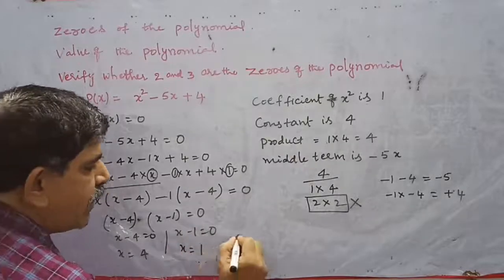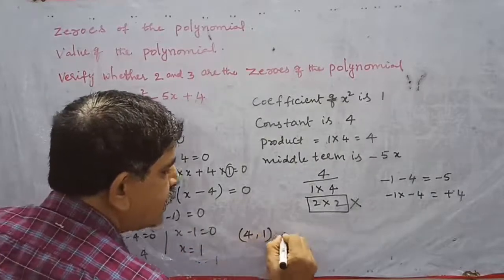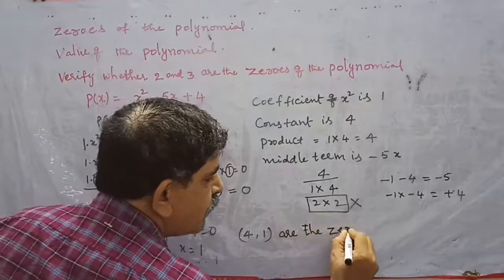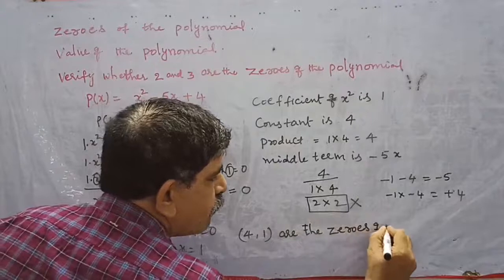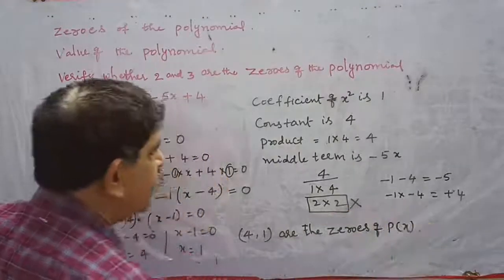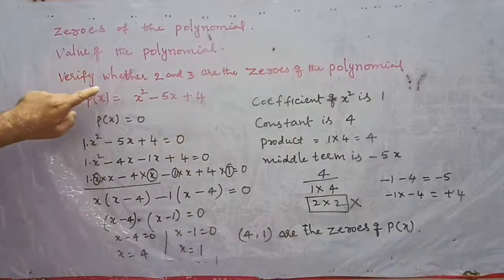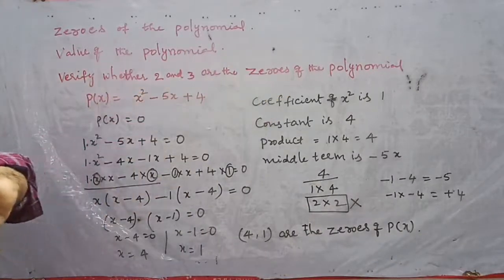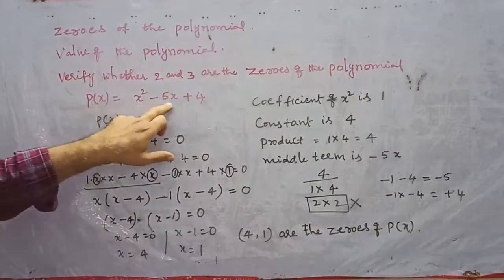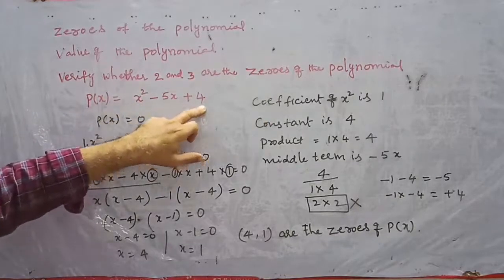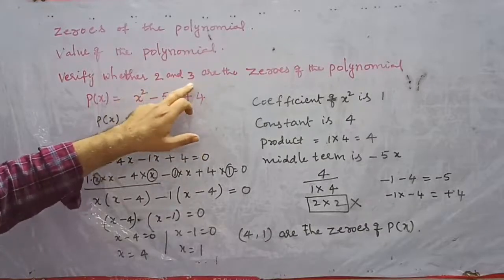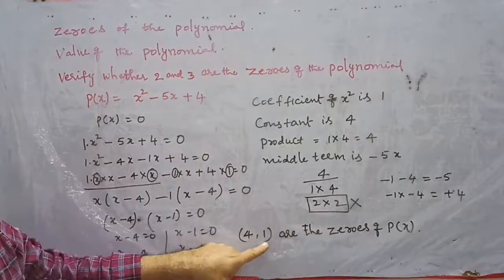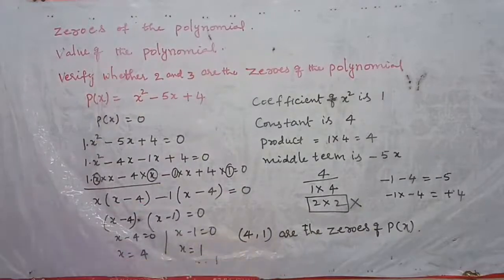So 4 comma 1 are the zeros of P of x. Okay. Now in the previous question what we did, verify whether 2 and 3 are the zeros of the polynomial P of x is equal to x square minus 5x plus 4. So these two are not the zeros. Then what are the zeros now? 4 comma 1 are the zeros of P of x.